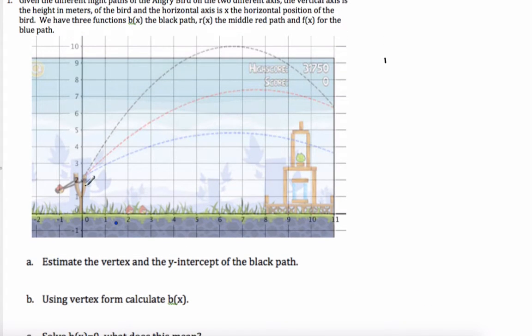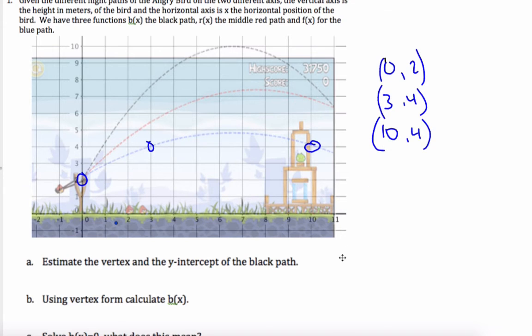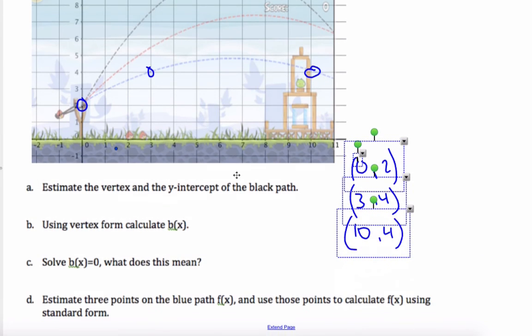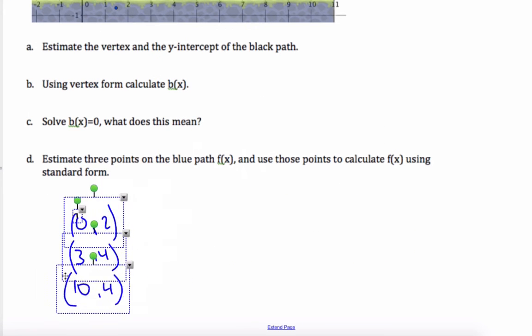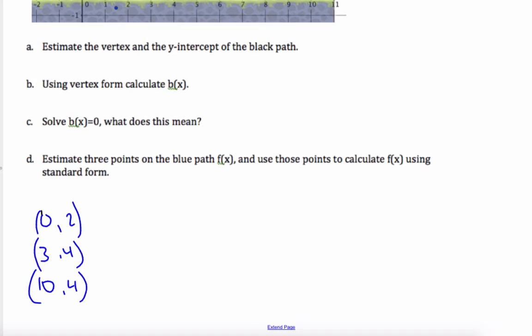Well, so we're looking at the blue path. Here's a point here, that's a nice easy one, (0, 2). Here's a nice one, (3, 4). And here's another nice one, (10, 4). And the standard form, let me take those and move it down. Okay, standard form, as you know, looks like ax squared plus bx plus c.